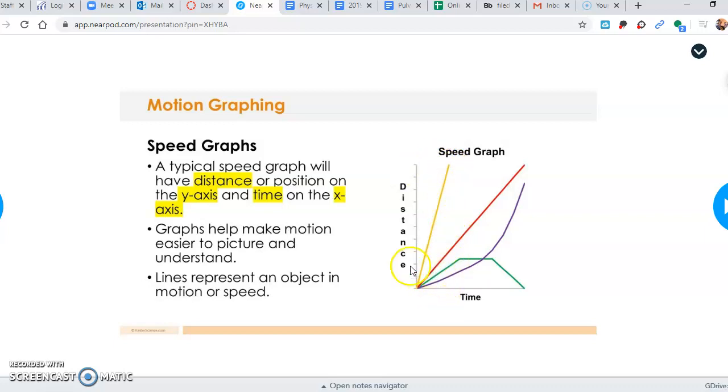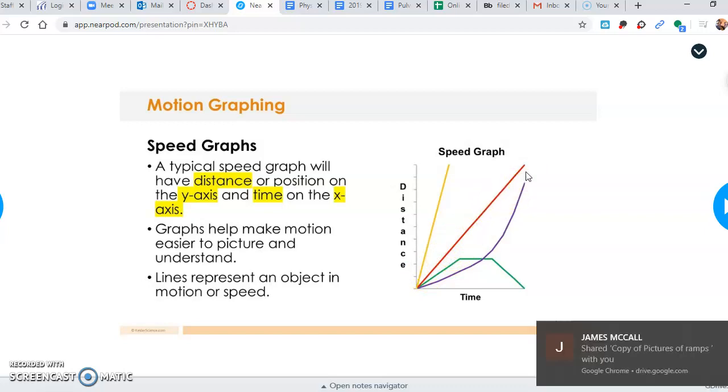This person is covering about the same amount of distance over the same amount of time. So this is a constant speed. This is like if I were on the highway going 60 miles an hour for hours and hours at a row. This is a constant speed when it goes up at about a 45-degree angle.